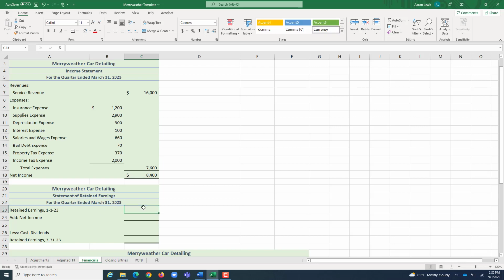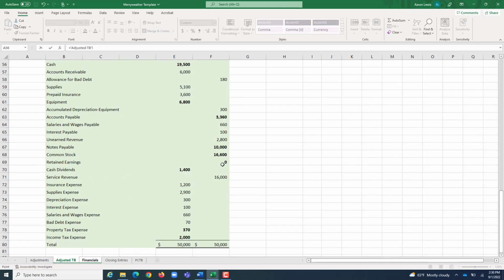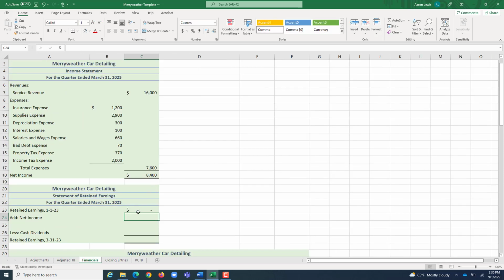For our statement of retained earnings, we start with our beginning balance of retained earnings, which I see on our adjusted trial balance was zero. We had nothing. But we added to it during the period because we were profitable in our operations. We made income of $8,400. So just bring down your answer to your income statement, if you will.